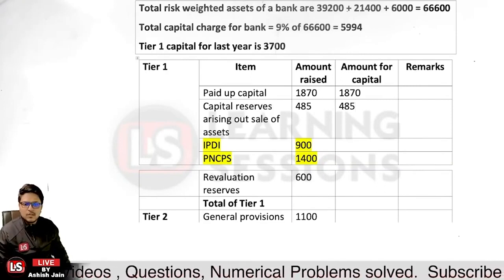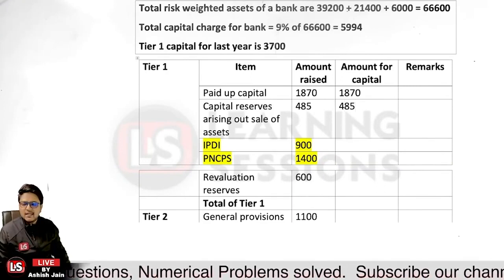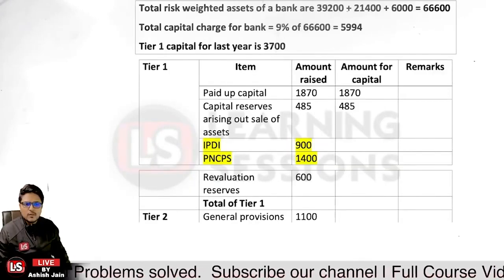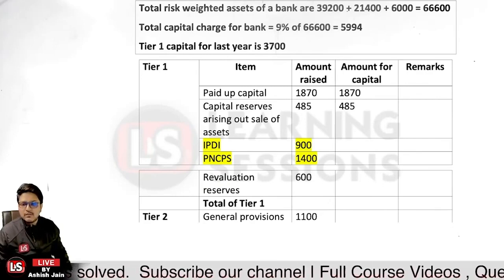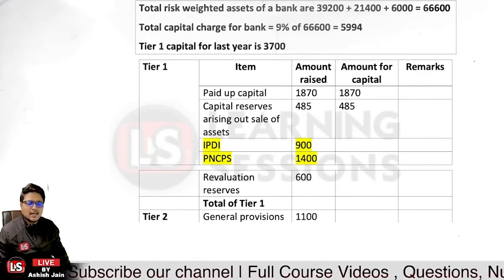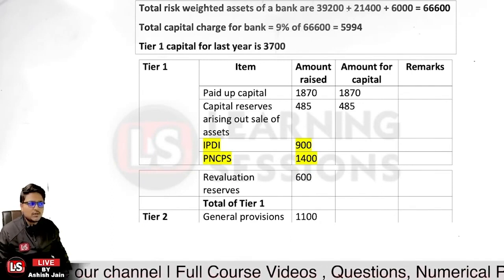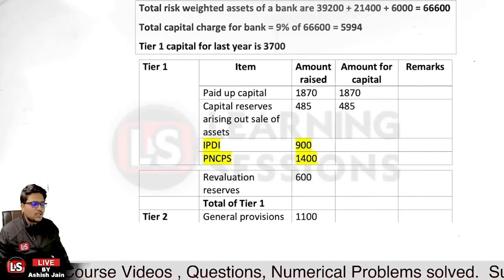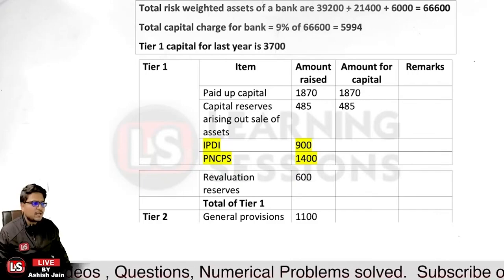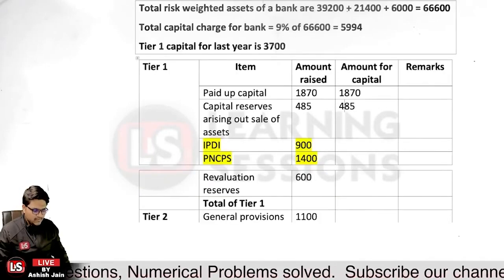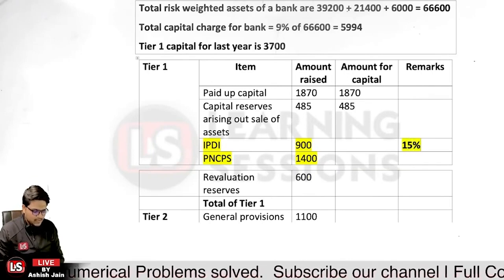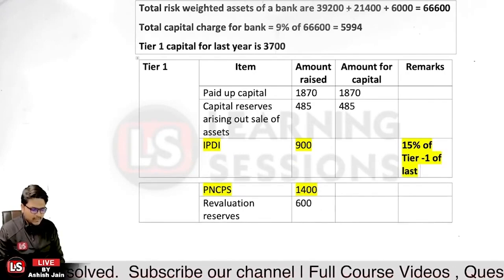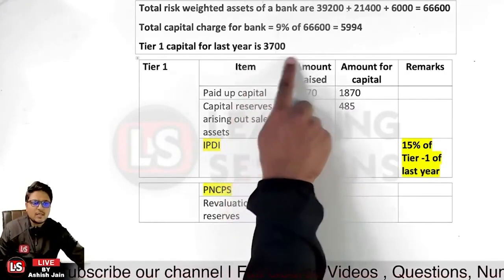And for the IPDI, that is innovative perpetual debt instruments, what would be the maximum amount that can be included in the tier 1 capital? It is limited to a percentage of the last year's tier 1. It is equal to 15% of the tier 1 capital of the last year. So it can be maximum up to 15% of the tier 1 capital of last year. And last year tier 1 capital over here in the question itself is given to be 3,700.